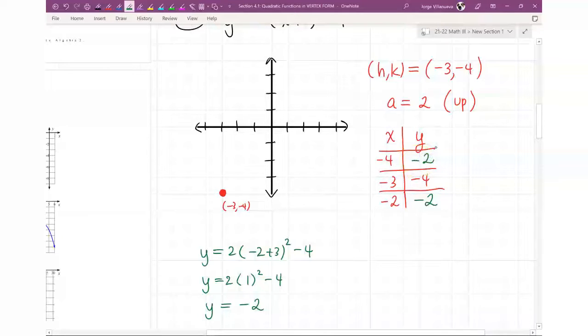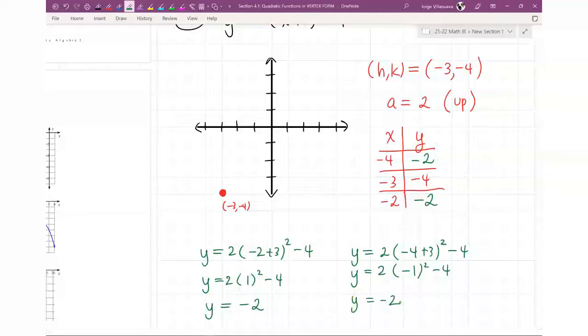Now, I'm just going to do it once, like I said, just to kind of prove it to you guys. But then we're going to talk a little bit about what we see. So, let me show you that negative 4 will come out to basically the same thing. So y equals 2 times negative 4 plus 3 squared minus 4. Negative 4 plus 3 is a negative 1. So 2 times negative 1 squared minus 4. Negative 1 squared is 1. And 1 times 2 is 2. 2 minus 4 is negative 2.